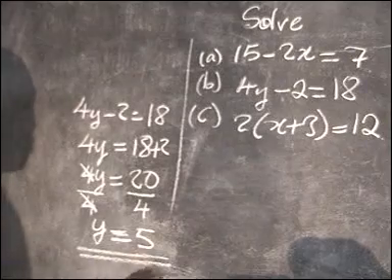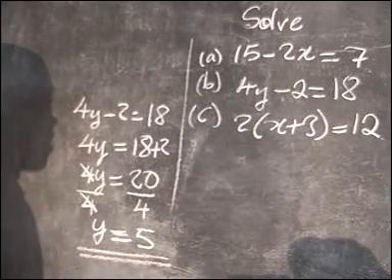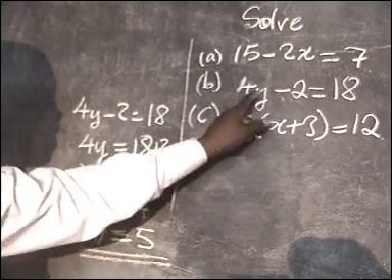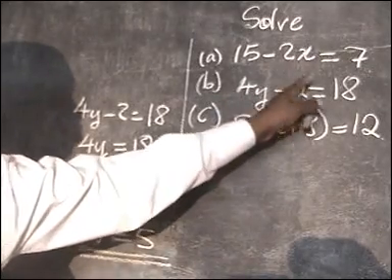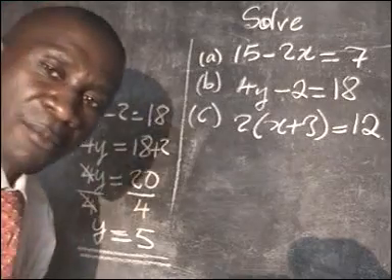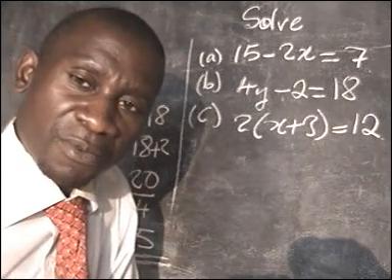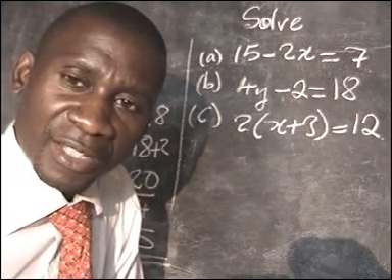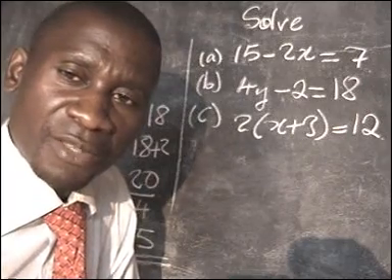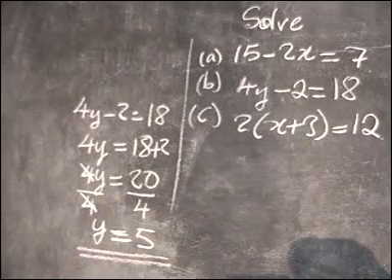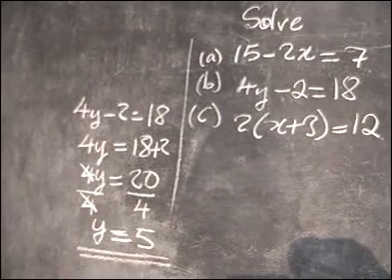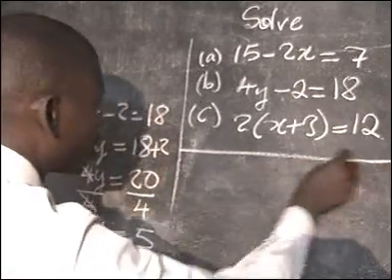If you happen to substitute a 5 where you have a y, 4y means 4 multiplied by y. So 4 times 5 is 20. 20 minus 2, then you get 18. This time around, I'm not interested in proving, but very much interested in how a simple equation can be solved. So this is how this problem can be solved. So without wasting much of your time, I move on to C.